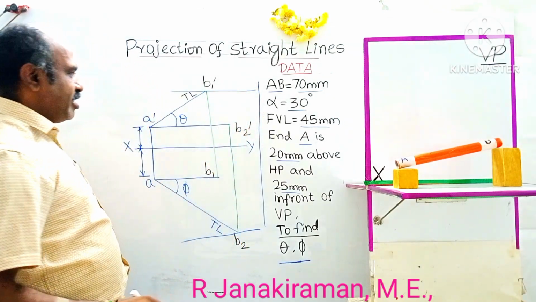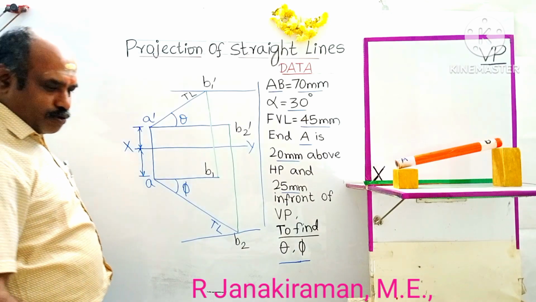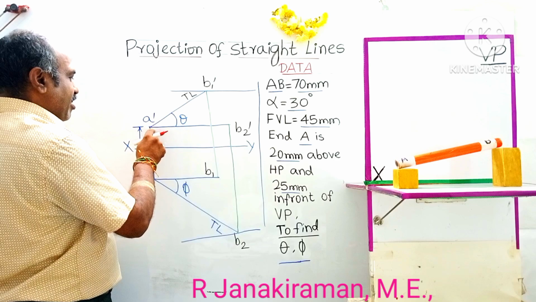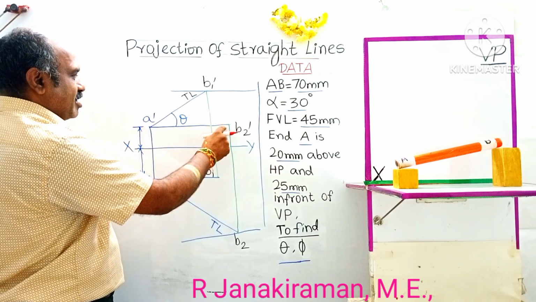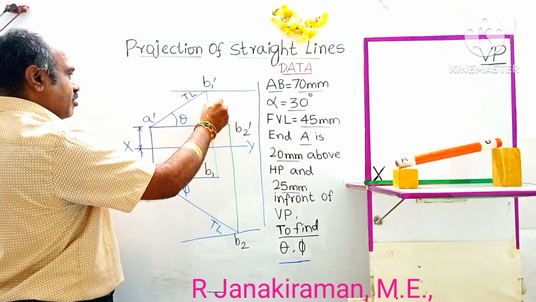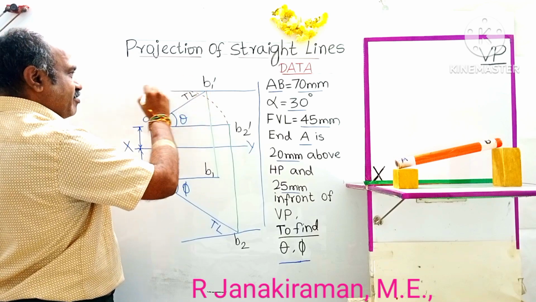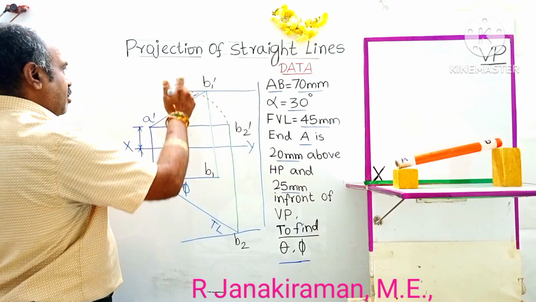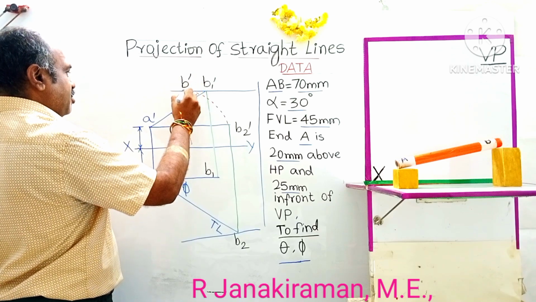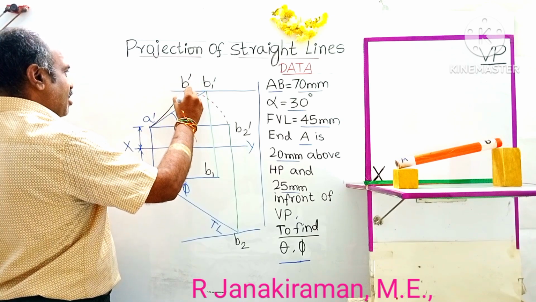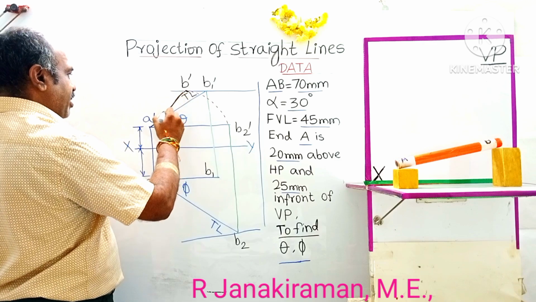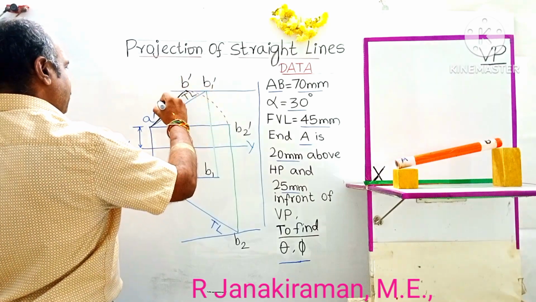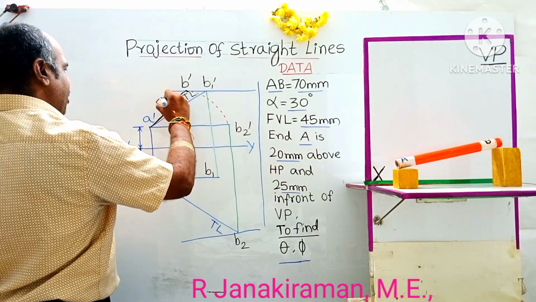Okay. Then the next step is, taking A dash as reference, the center of your compass, and A dash B2 dash as radius, draw an arc upward. This arc, where it intersects with this locus line, shall be marked as B dash. Then join A dash and B dash, which will be the final front view that comes above the XY line.